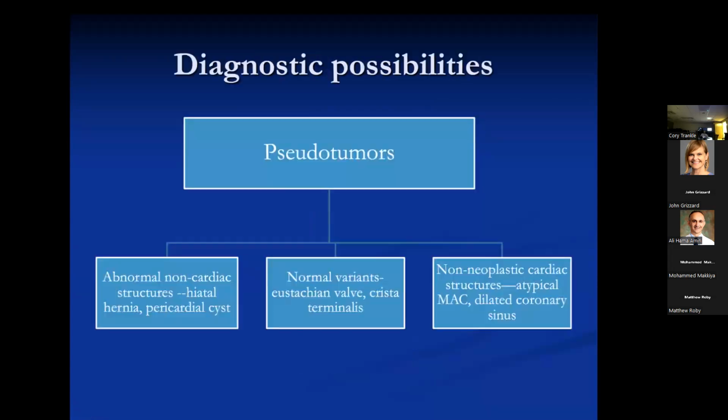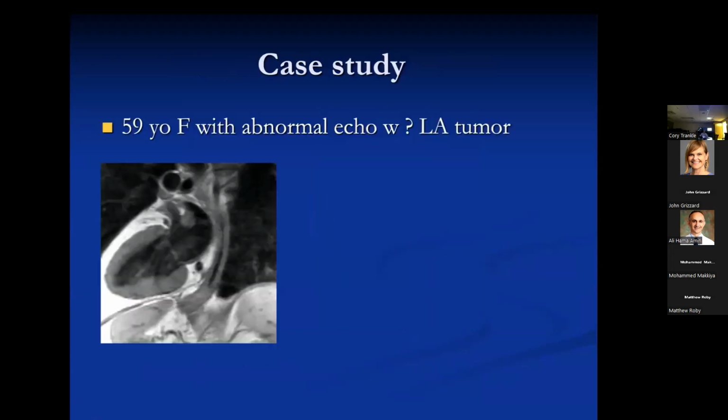So that's a normal variant as well. So pseudotumors kind of fall under these headings. They can be abnormal non-cardiac structures like a hiatal hernia or pericardial cyst. It can be a normal variant, as we've talked about, eustachian valve and crista, or it can be a non-neoplastic structure like atypical MAC or a dilated coronary sinus. And you can figure them out pretty quickly with MR. It's really not a tough call, right?